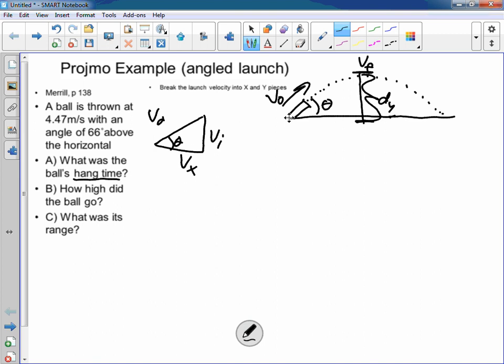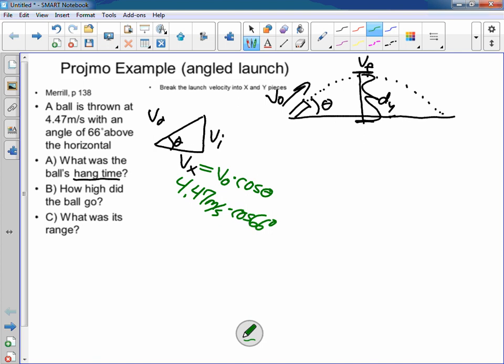So how am I going to figure out what my velocity is, either my Vx or my Viy? How am I going to do that? With the trig functions. Vx, on the x-axis, means we're going to use which trig function? Cosine. Right. So it's V-naught times cos theta. Okay, let's actually go ahead and just plug that in. So I've got 4.47 meters per second times cosine of 66 degrees.